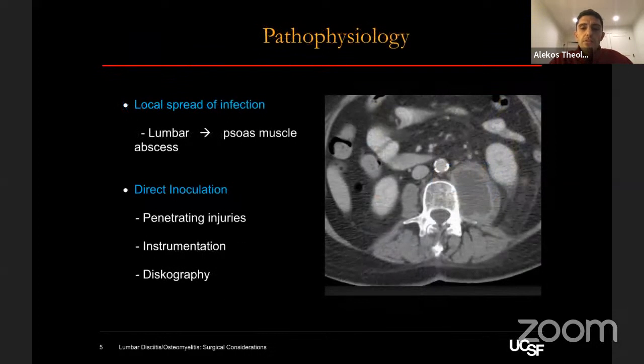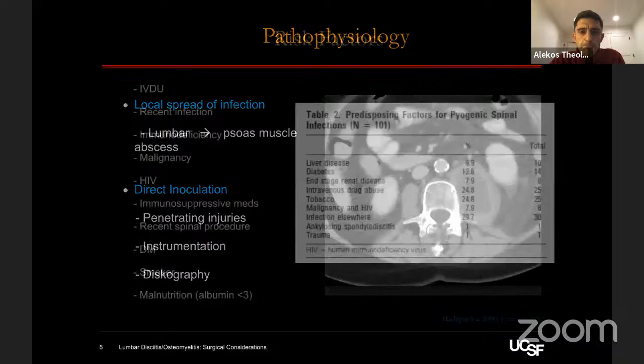Local spread of infections, also a possibility. As you can see on the image on the right, an abscess in the psoas can then just infect directly the lumbar vertebral bodies and or discs. And then direct inoculation, penetrating injuries. I think this is relatively uncommon, but instrumentation, surgical invasiveness is increasing, as well as discography. Anything that is injected into the disc can result in increased risk of infection. Not done as commonly anymore, but definitely still something to consider.